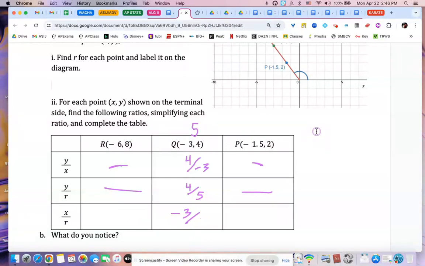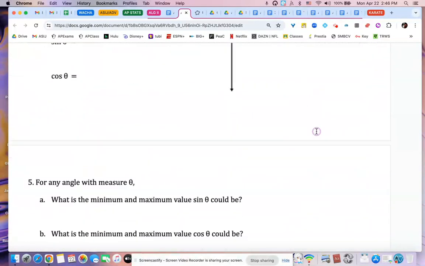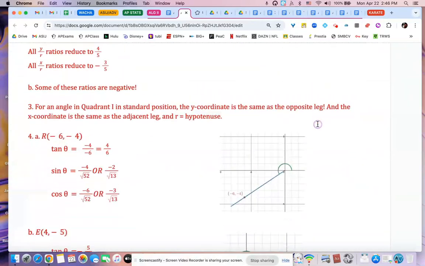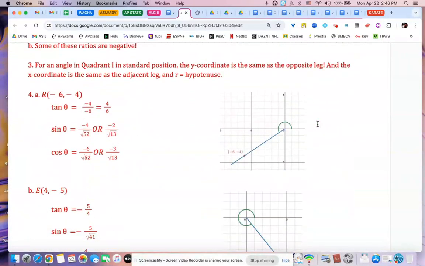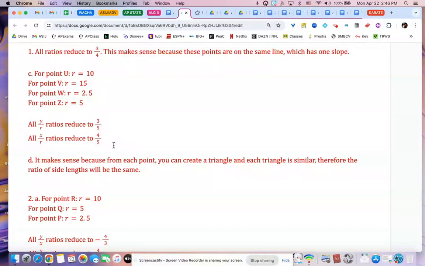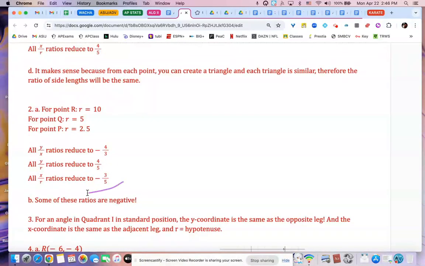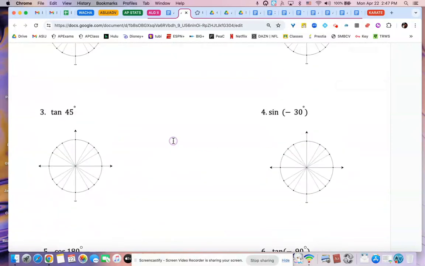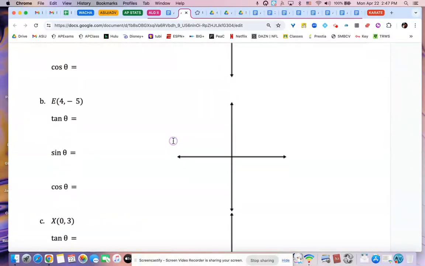So if you do those ratios, you'll see they'll all come out the same. And by the way, the actual answers are at the bottom of this. I just don't want to jump back and forth and back and forth, right? So you can see here it says they all reduce to 3/5, or they all reduce to 4/5. And then when you have negatives, they all reduce to the same number. And you can see that we did Pythagorean theorem to get all the radii for those, or the hypotenuse, right? Okay, moving on to number 3, up here.